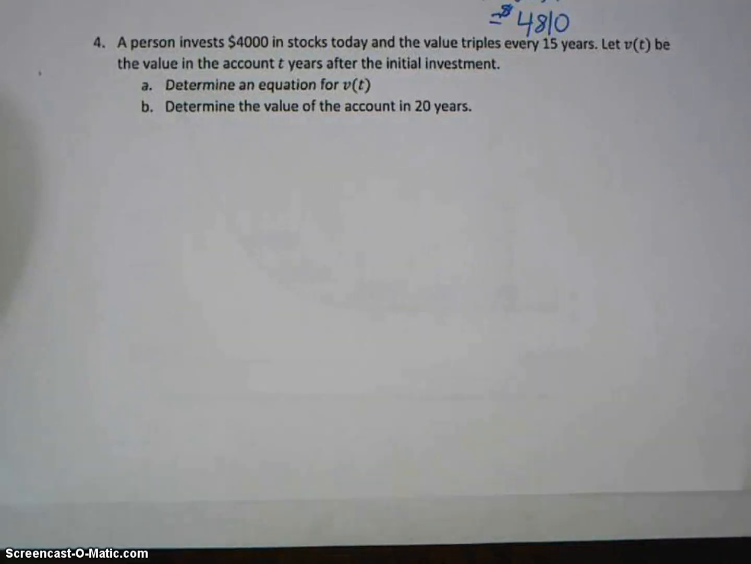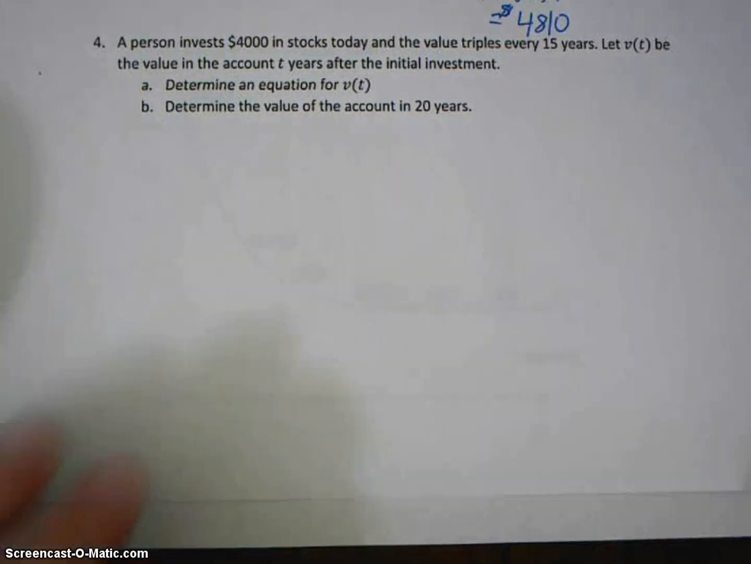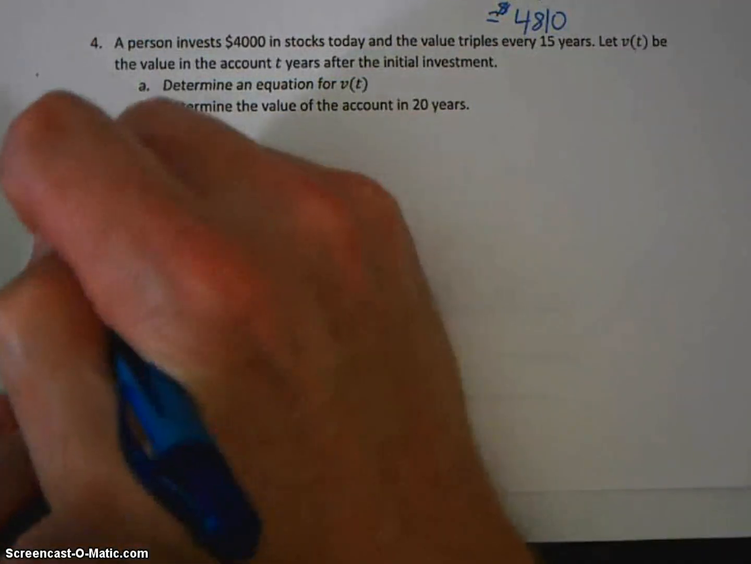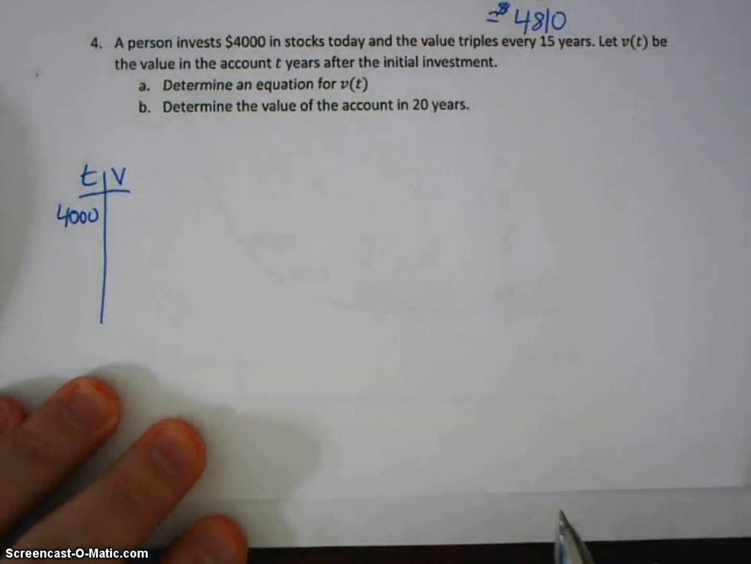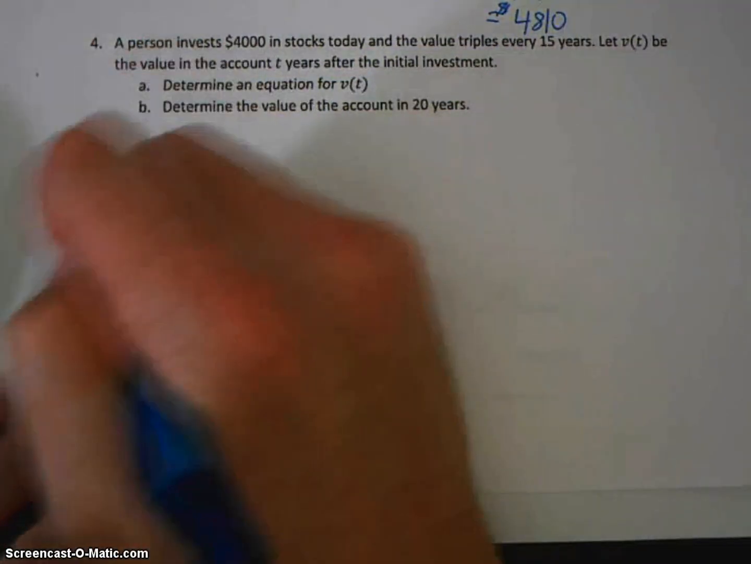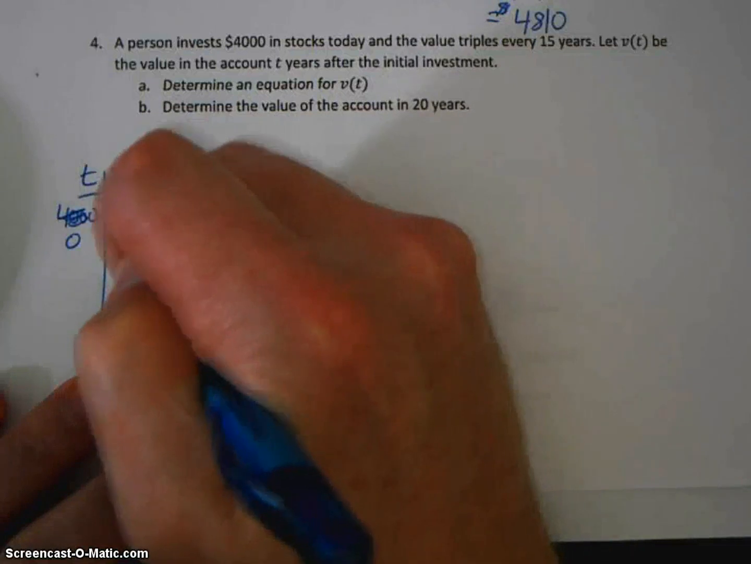A person invests $4,000 in stock today, and the value triples every 15 years. Let V of t be the value in the account t years after the initial investment. Find an equation. All right, well, this one's slightly different than what we had before. Let's make a little table here. So we're starting with $4,000. I should have written it that way.